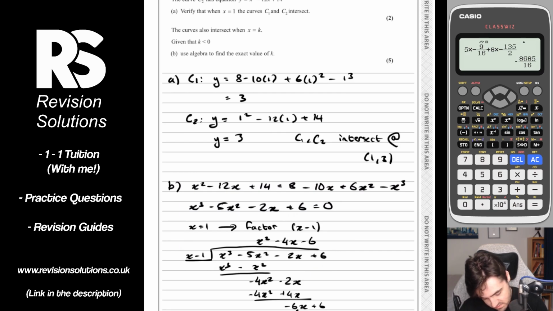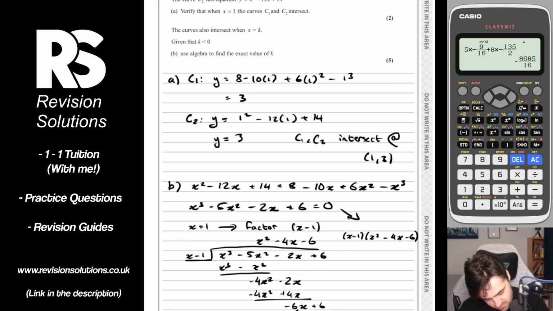Sorry, minus 6 up here. And then multiplying through, we'd have minus 6 times the x, which would give us minus 6x. And then minus 1 times minus 6 gives us the plus 6. And it subtracts off to give us the remainder of 0. So we know we've done this correctly. So that means our cubic now must have the form of x minus 1 times the quadratic we found from our long division. So that's x squared minus 4x minus 6.